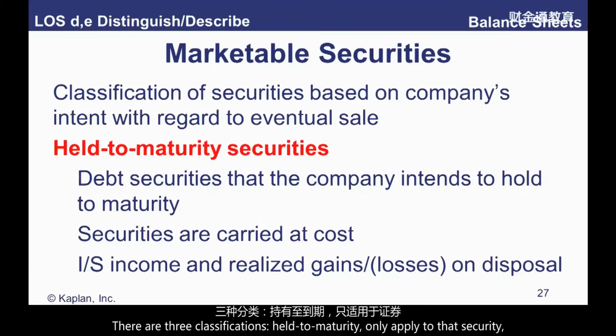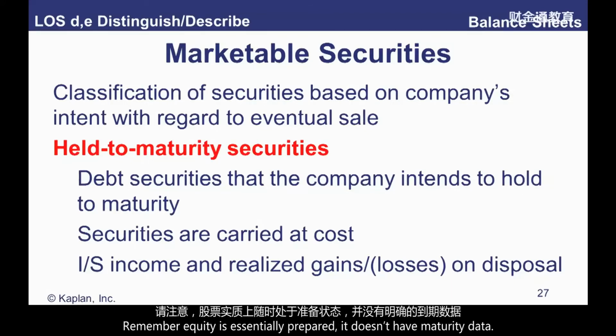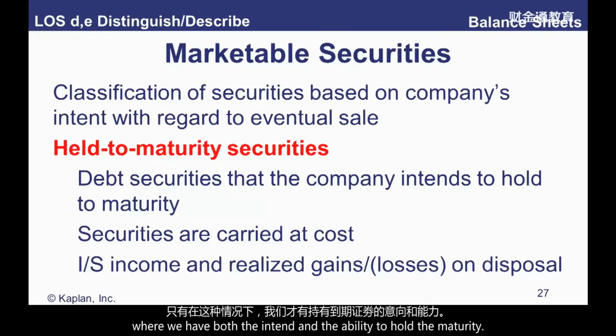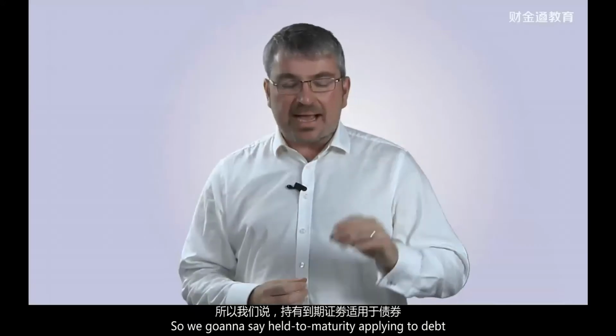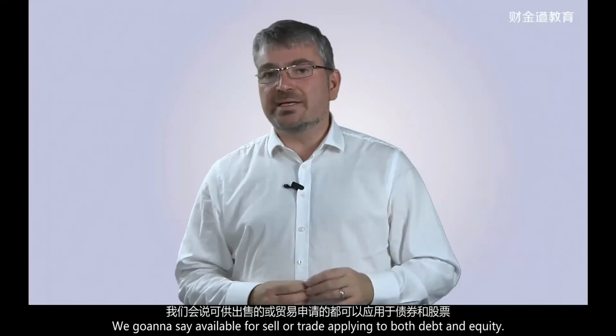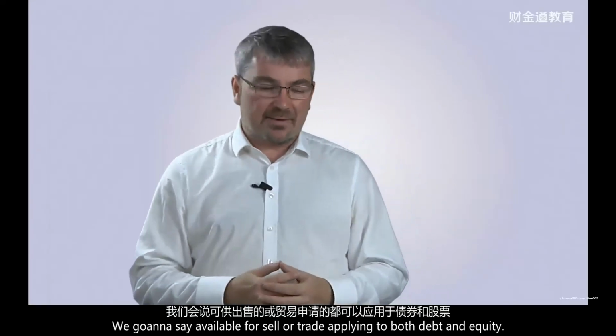And we're going to see that there are 3 classifications. Held to maturity only applies to debt securities. Remember, equity is essentially perpetual. It doesn't have a maturity date. So this has to apply to debt securities. But it only applies to debt securities where we have both the intent and ability to hold to maturity. So we're going to see held to maturity applying to debt. We're going to see available for sale or trading securities applying to both debt and equity.